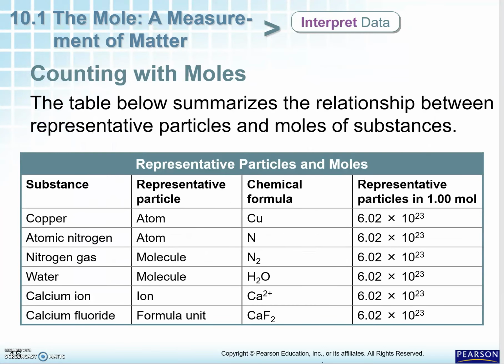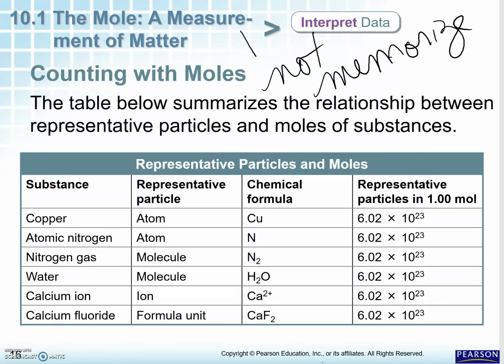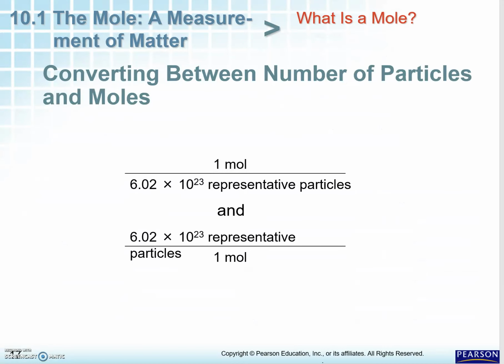Here's a table going to kind of show you the different types of representative particles. It's not something to memorize, but it does kind of help you see the difference between something that is an atom, a molecule, an ion, and a formula unit. So there's lots of different options. Whenever you're converting between these number of particles and the moles, these are your two conversion units that you're always going to be using.